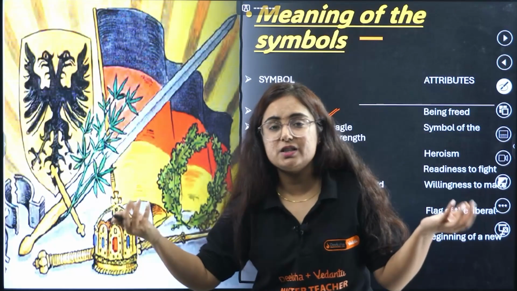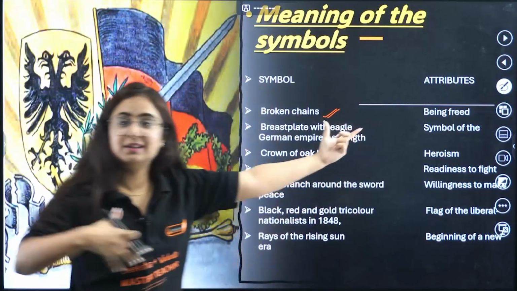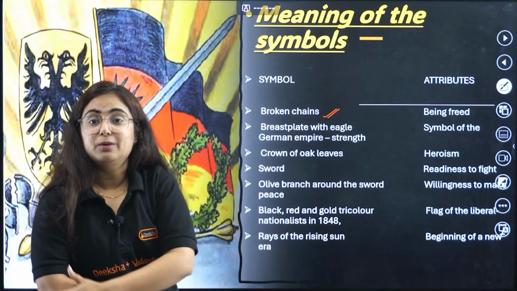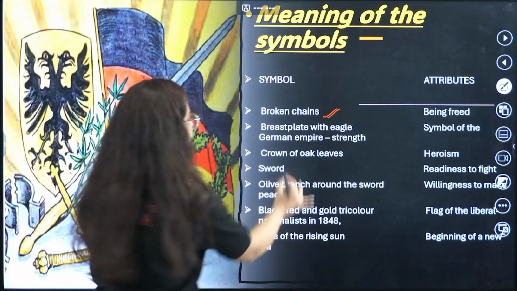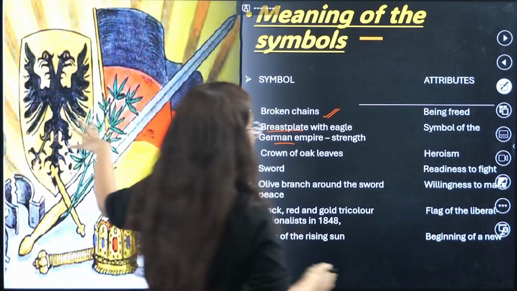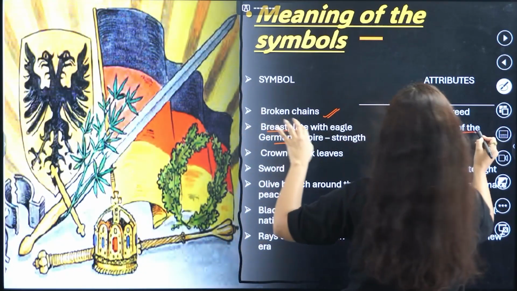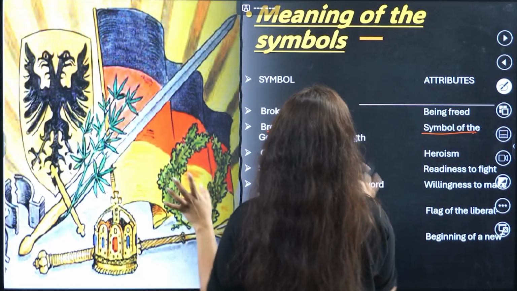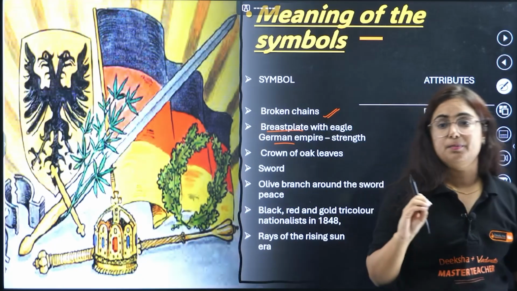Why are broken chains used? To represent freedom, being free. Other than that, we have the breastplate with eagle. See, breastplate with eagle. Can you see this picture? Yes. And this is the symbol of what? This is the symbol of strength particularly. Okay? This is the symbol of strength.